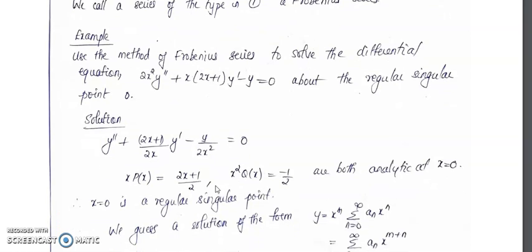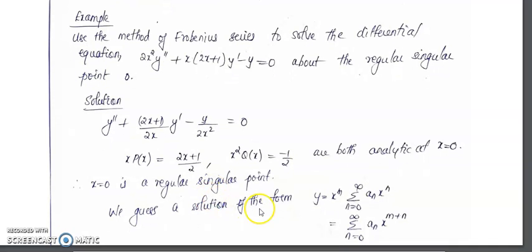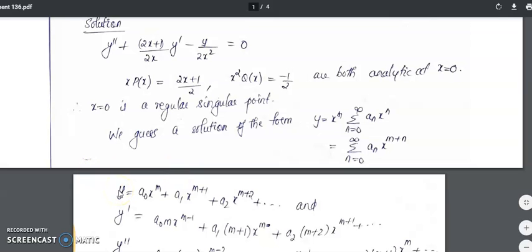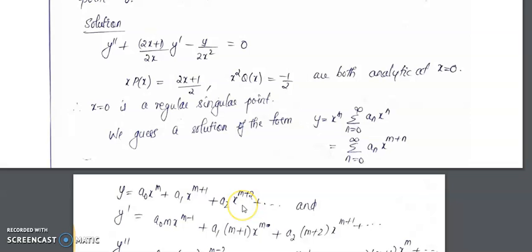Now we are going to assume that the solution is of the form x raised to m into summation n equal to 0 to infinity a n x raised to n. So you can write y as a naught into x raised to m plus a1 into x raised to m plus 1 plus a2 x raised to m plus 2 plus etc.